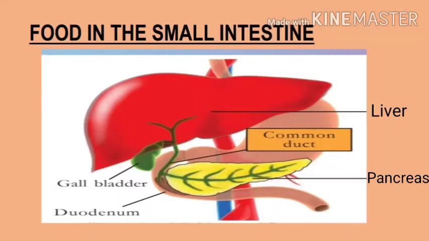Just below the liver, you can see a small sac-like green colored structure, and that is known as the gallbladder. And below that you can see a duct, and it is known as the common duct, where the secretions of liver and pancreas reach.